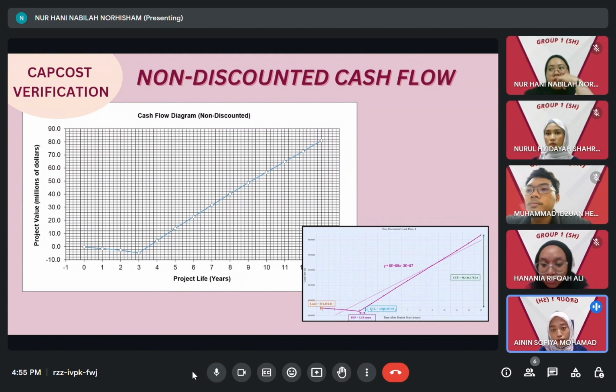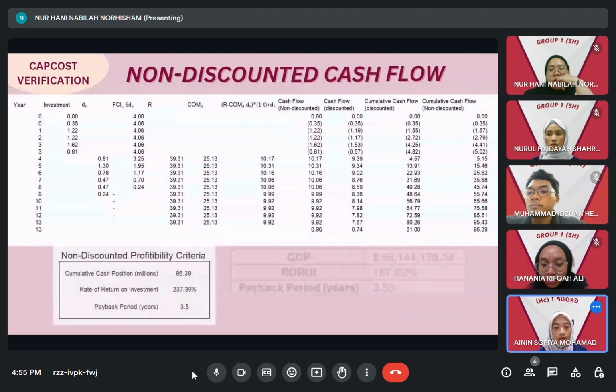So this is the cap cost verification on the non-discounted cash flow. As you can see here, the cash flow diagram for non-discounted is verified from the cap cost. It can be seen that the trend, the shape, and the slope is similar to the manual interpretation of the cash flow diagram.